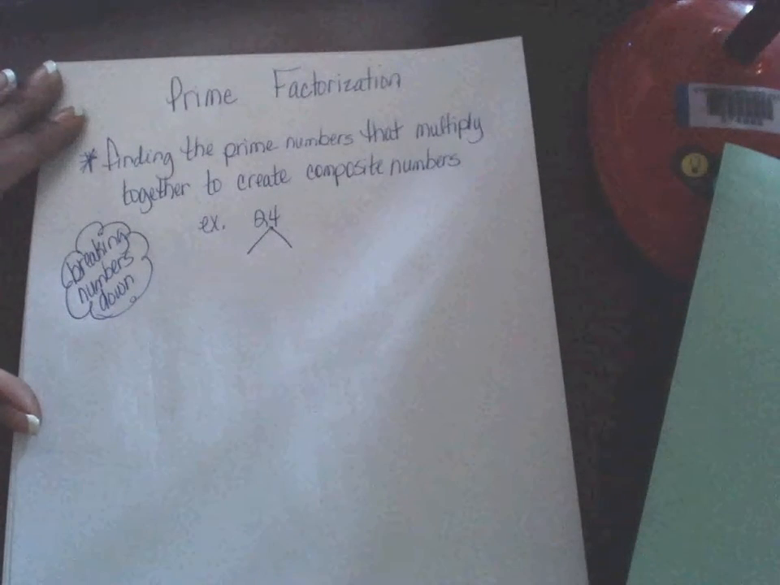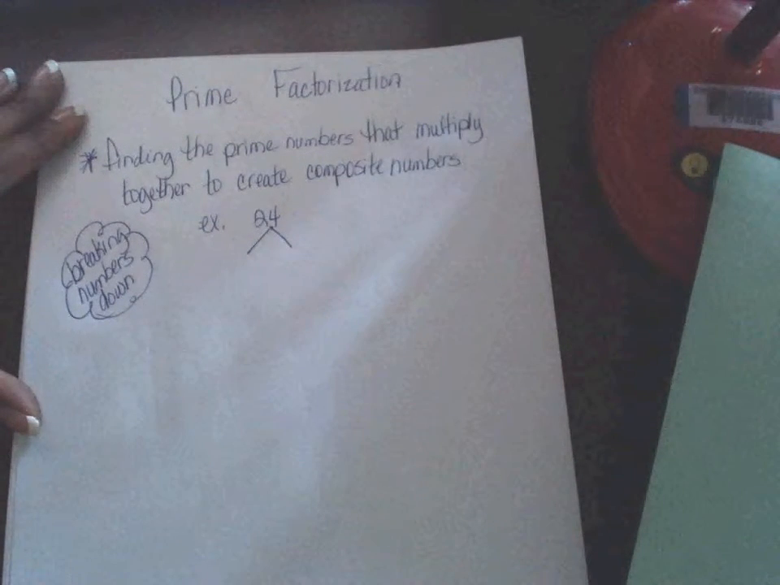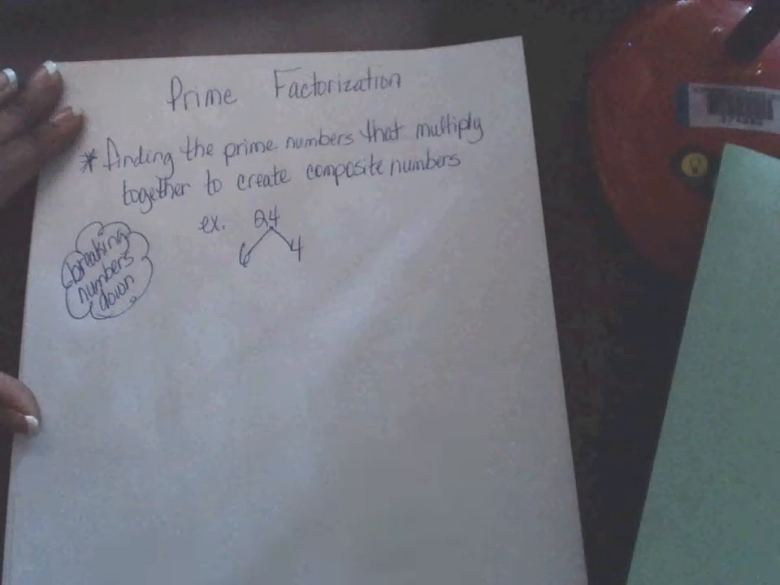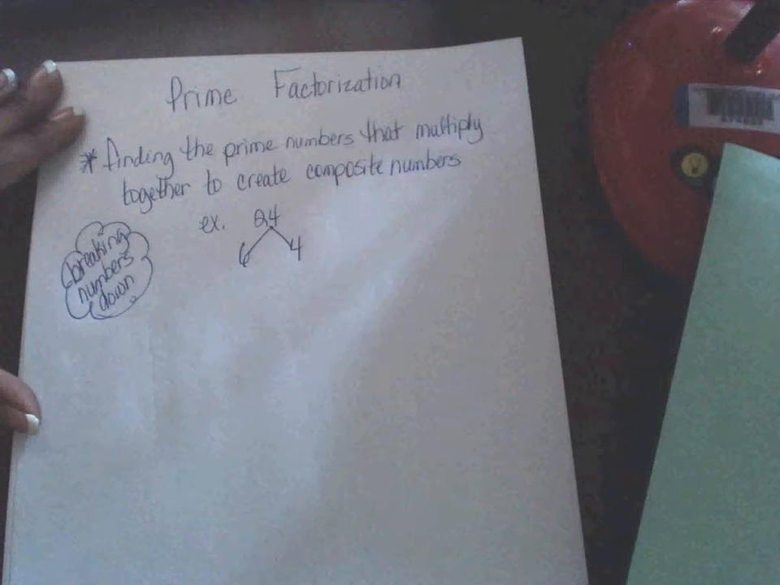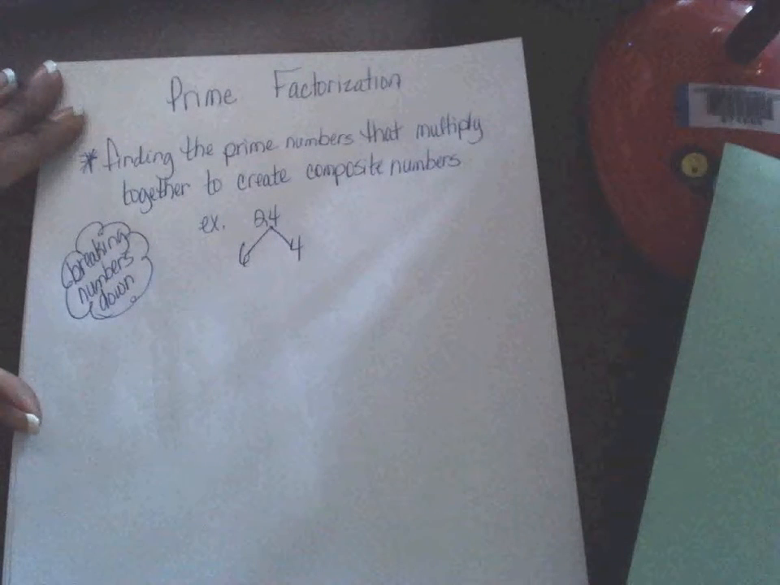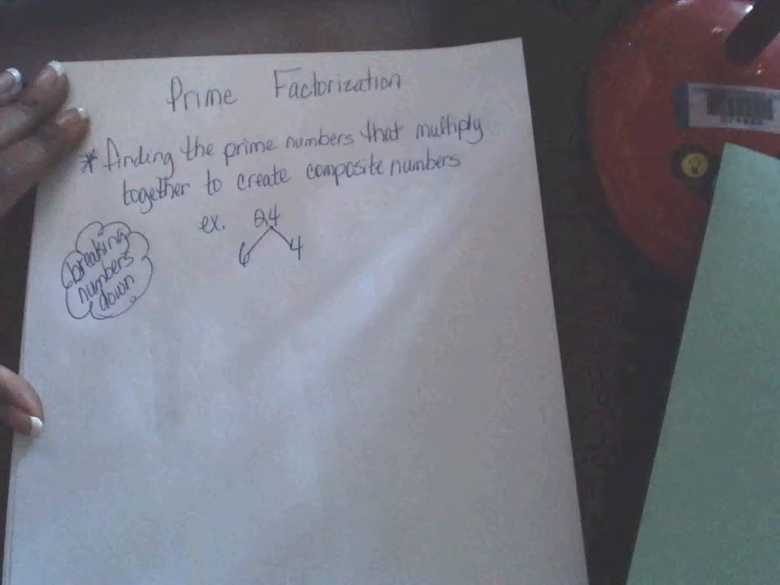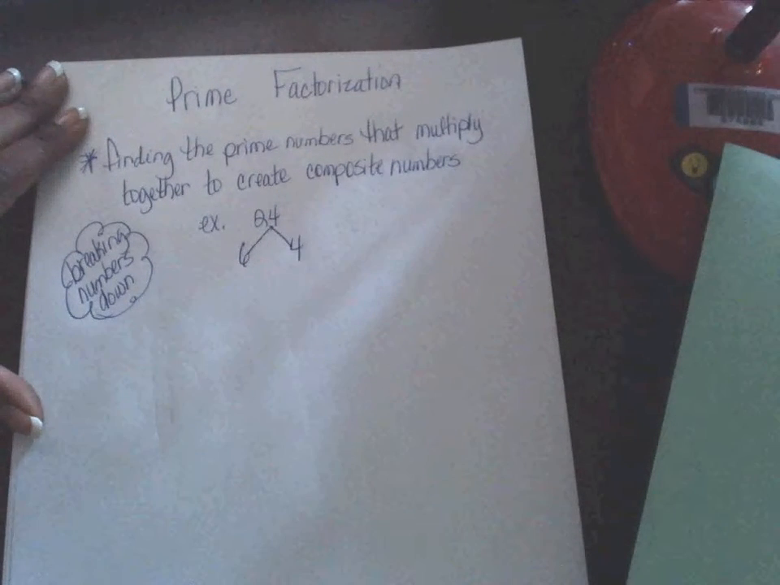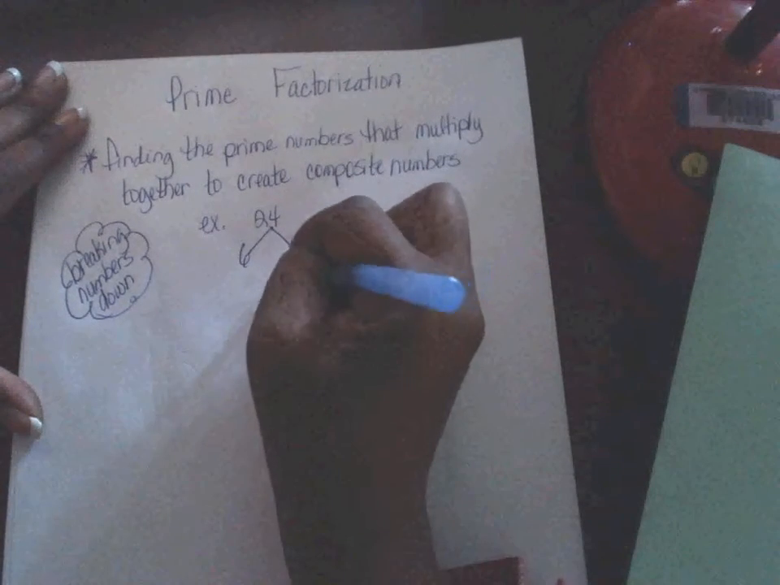So someone raise your hand and give me a pair of factors for 24. Daniela? 6 times 4. And those numbers are both composite numbers, so we can still break them down further. Tanaya, can you give me a factor pair for 4? 2 times 2.